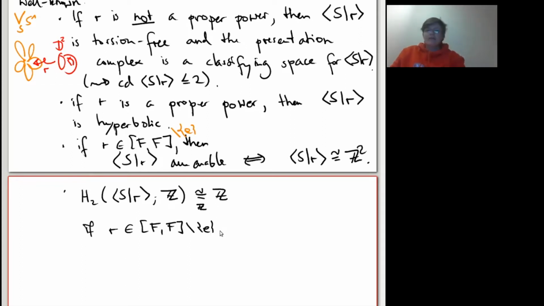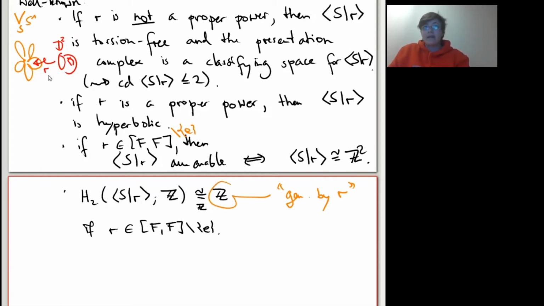And well, it's even better than that. You know exactly how to get this copy of Z. Namely, this is basically generated by the relator in the sense of this presentation complex. So let's say it's generated by R. Independently of whether the presentation complex is a model or not, this class that you get from attaching this disk via R in homology is a generator of the second homology.